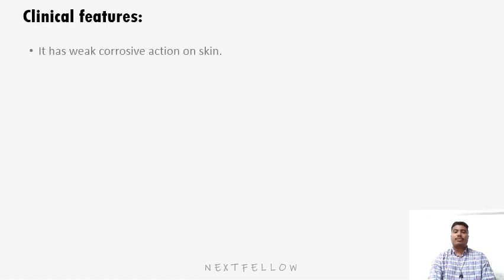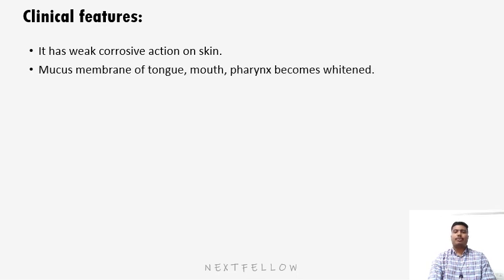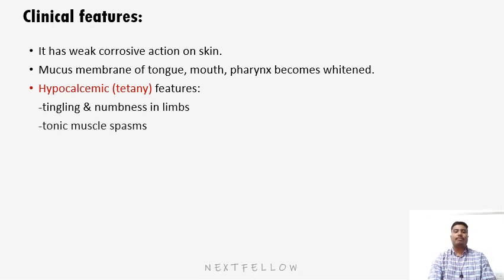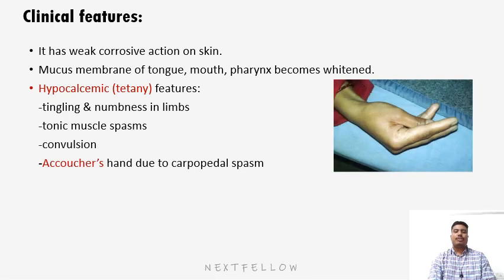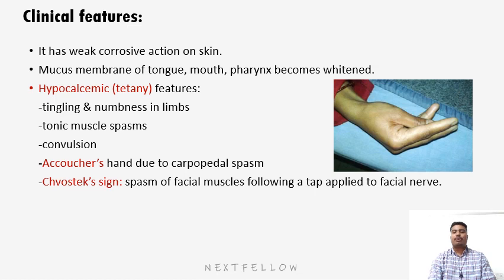Now the clinical features of oxalic acid poisoning. It has a weak corrosive action on skin, but the mucous membrane of tongue, mouth and pharynx becomes whitened. It has hypocalcemic features due to calcium excretion in urine, that is, tingling and numbness in limbs, tonic muscle spasms, convulsions, a obstetrician's hand due to carpopedal spasm, and Chvostek's sign is positive, that is, spasm of facial muscles following a tap applied to the facial nerve. Renal damage occurs due to tubular nephrosis or necrosis.